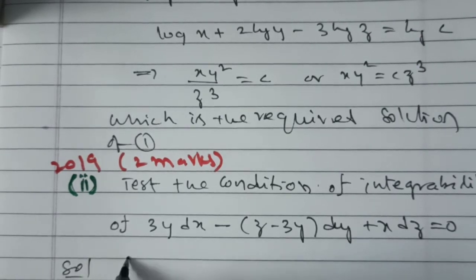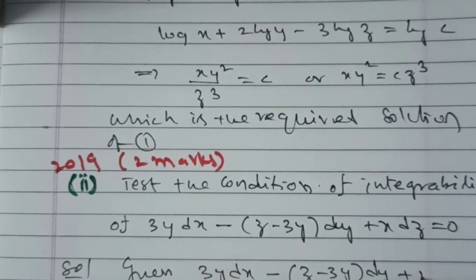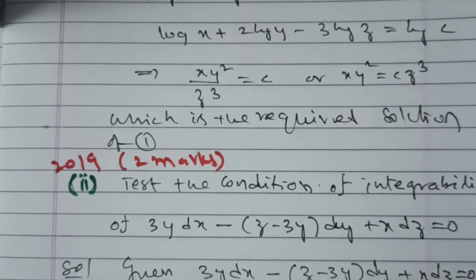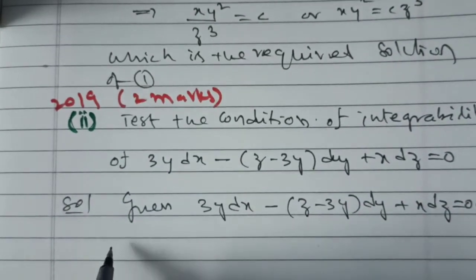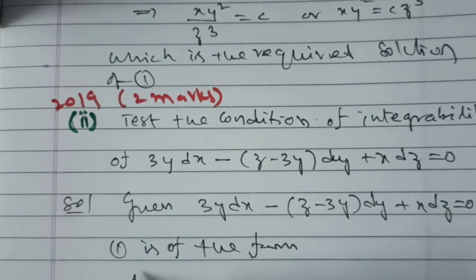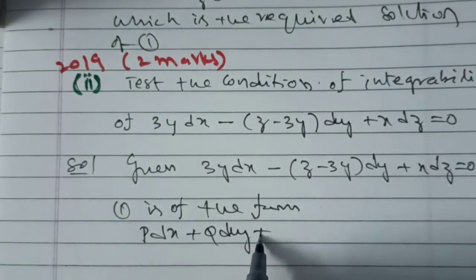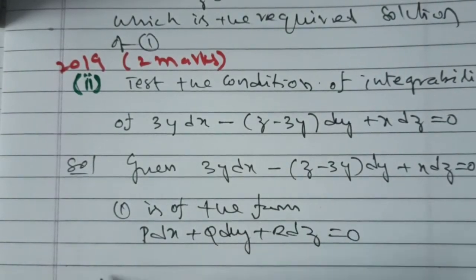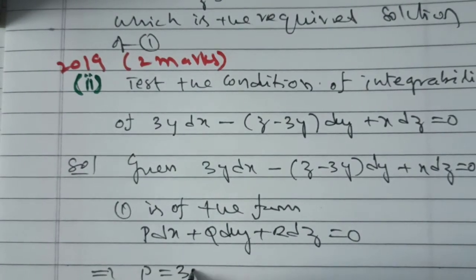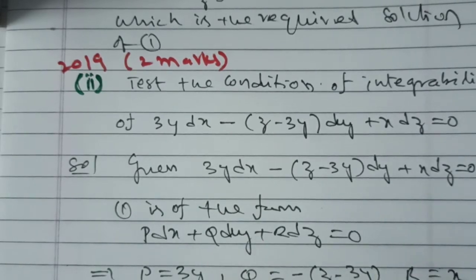So solution: given 3y dx minus (z minus 3y) dy plus x dz is equal to 0, take this as equation 1. Equation 1 is of the form p dx plus q dy plus r dz is equal to 0, which implies p is equal to 3y, q is equal to minus (z minus 3y), r is equal to x.